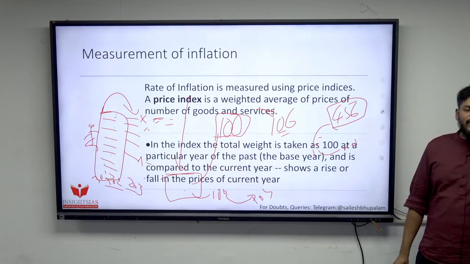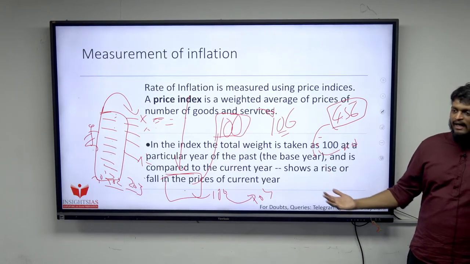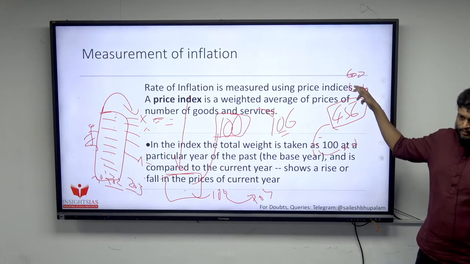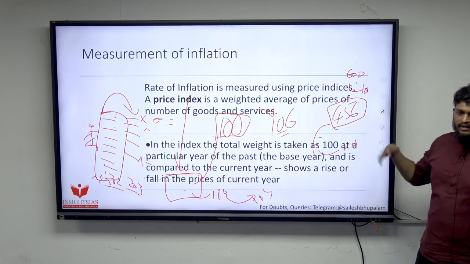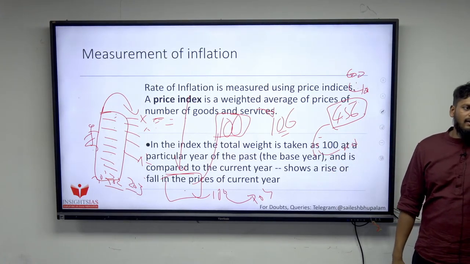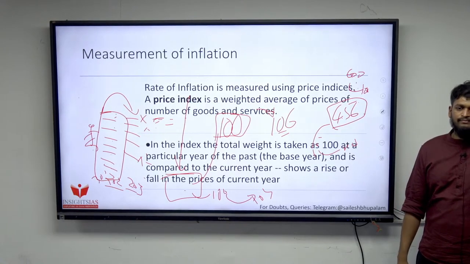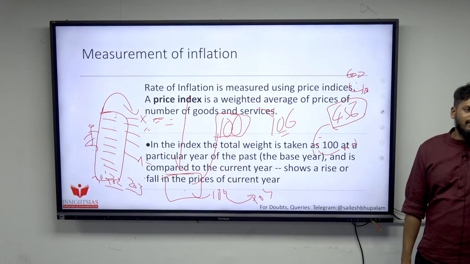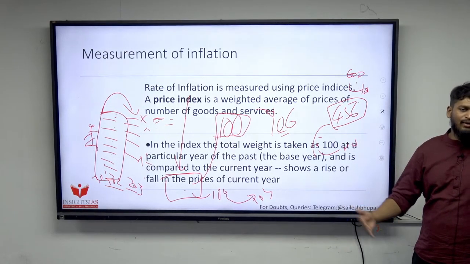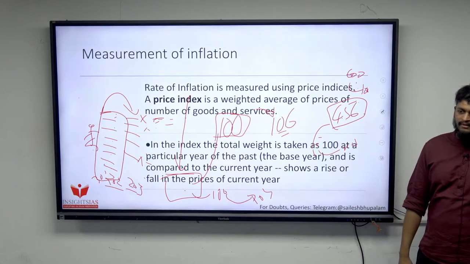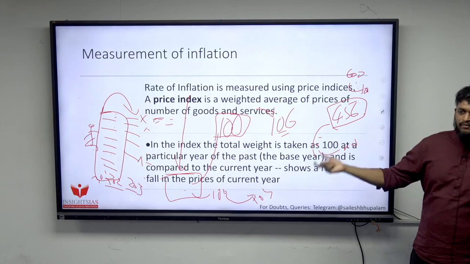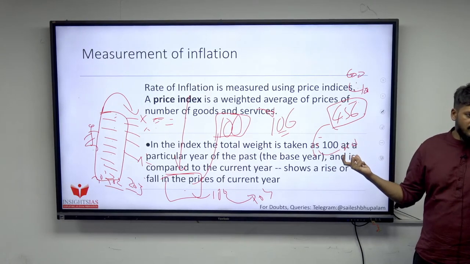Imagine in 2024 we change the base year again. At that time the CPI index was already 600. It will again be set to 100 in 2024, and from then we will keep on increasing from 100. You understood? Every time we change the base year, we reset the index to 100. And why do we change the base year? Because we have to change the basket. Since 2012 to 2020, a lot of changes would have happened in what we are buying. So we have to change the basket. Everybody understood what the basket and weights are, and finally how we arrive at the CPI index.